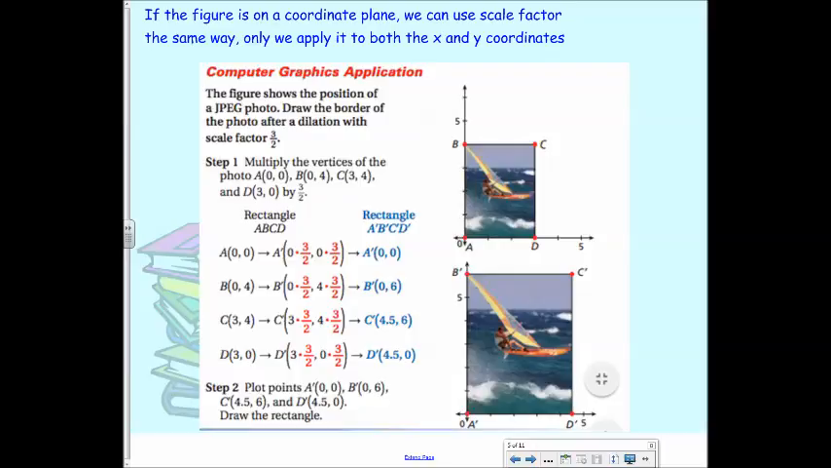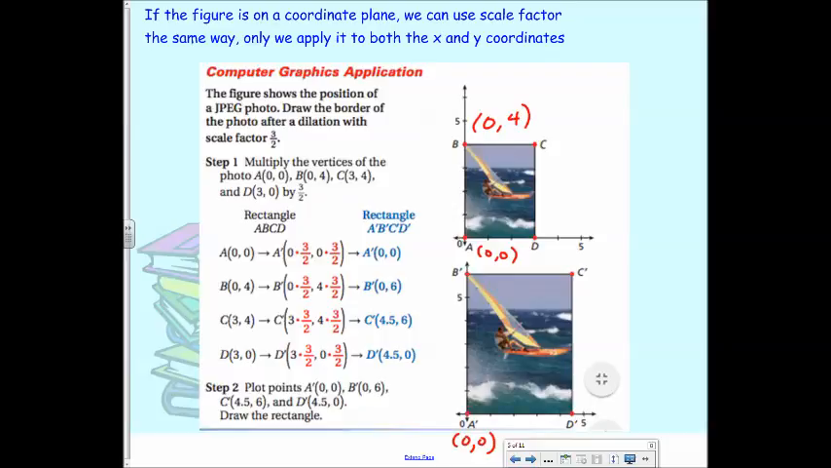You take each of the coordinates of the original one, and if it tells you the scale factor is 3 over 2, then you take each of those coordinates and multiply everything by 3 over 2. All right, so the original coordinate is 0, 0 for A. If I multiply both of those by 3 over 2, what do I get? Still 0, 0, so that would still be at 0, 0. All right, what's this coordinate right here? 0, 4.